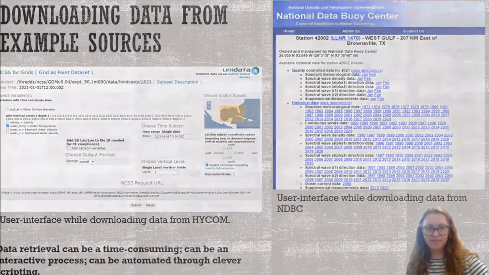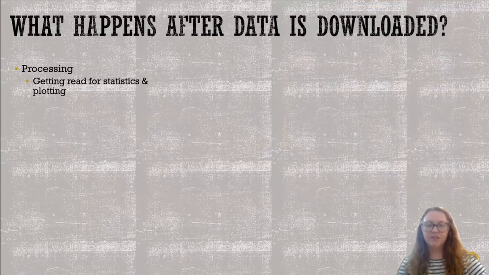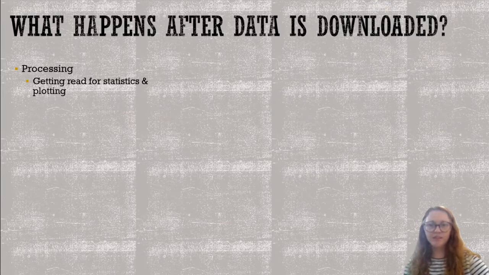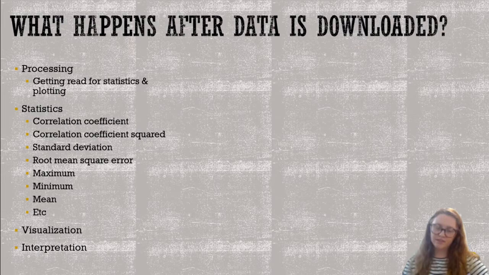So now that we have the data and we've downloaded it, we'll talk about what happens next. So first we process it. We get ready to do statistics and get ready to plot and visualize. So the types of statistics that we do, just to briefly go over them, include things like correlation coefficient, standard deviation, root mean square error, and then simple things like finding the maximum, minimum, and mean. And then we visualize and interpret this data.